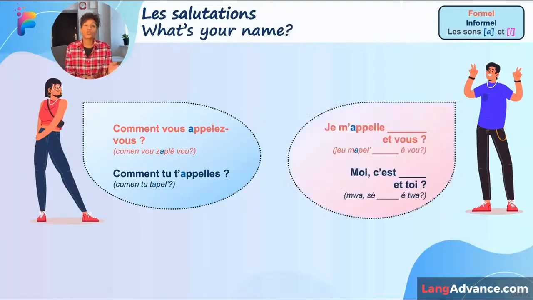We will use je m'appelle and then you just fill in your name. For example, je m'appelle Laetitia. Et vous? Informal way, we would use moi c'est and then you give your name. Moi c'est Laetitia. Et toi?